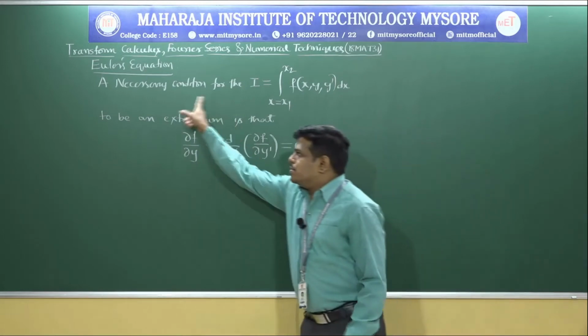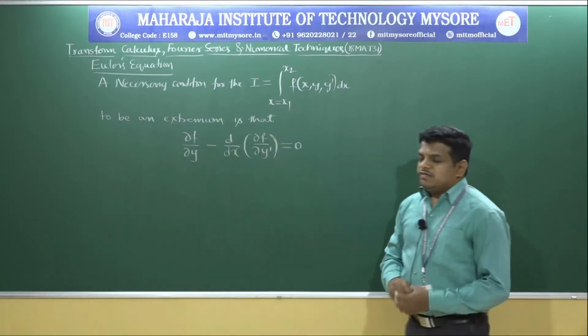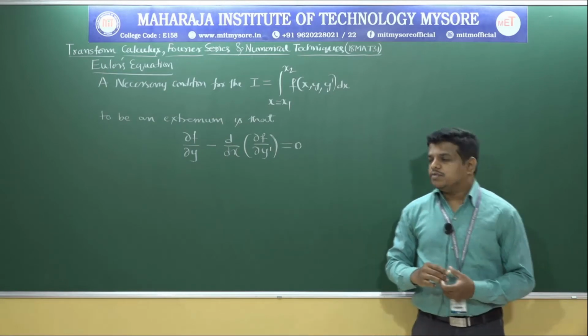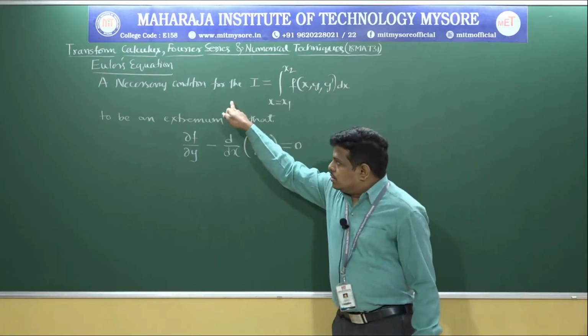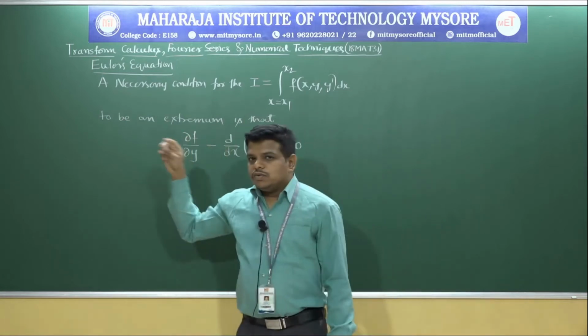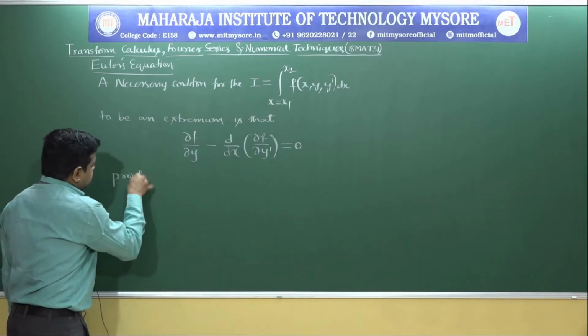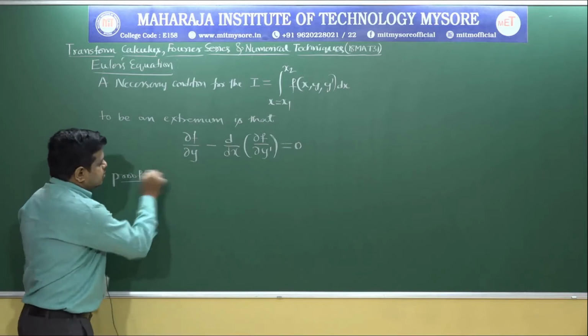Here extremum means we need to find the functional which has both maximum as well as minimum value. Now we shall prove the Euler's equation. Proof.